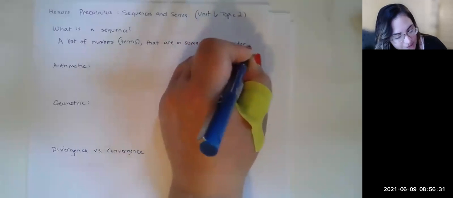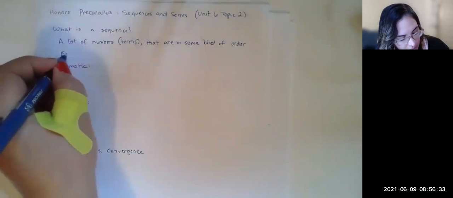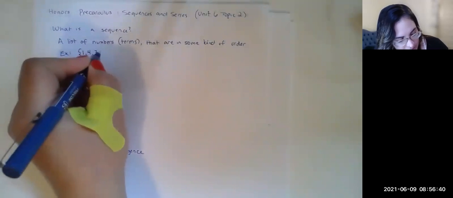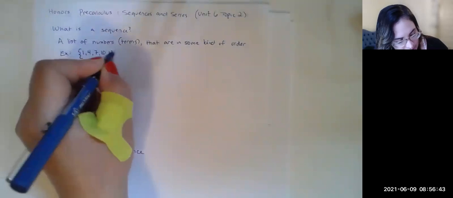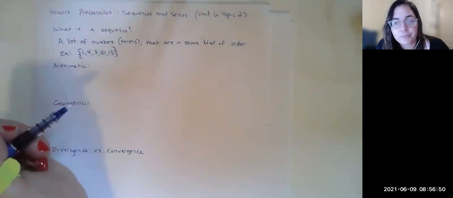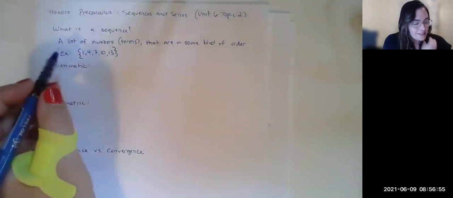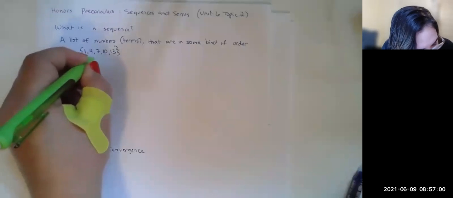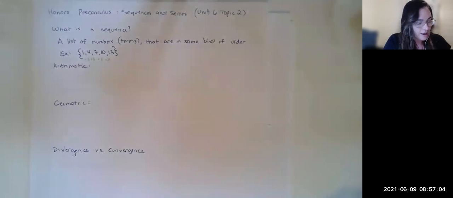So for example, you might see braces and maybe 1, 4, 7, 10, 13. That's a list of 5 terms that are in some order. Can you figure out what the pattern would be? Okay, so hopefully you've had a chance to think about it. The pattern is that we are adding 3 each time to get from one number to the next. So that's what order those terms are in.